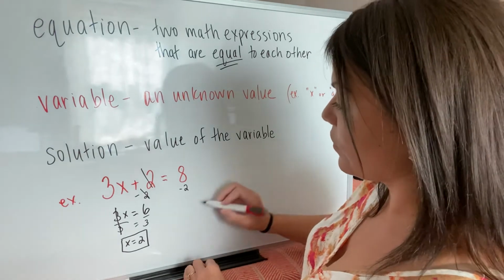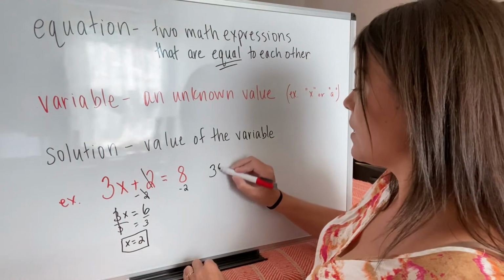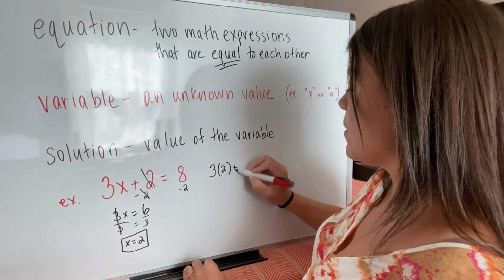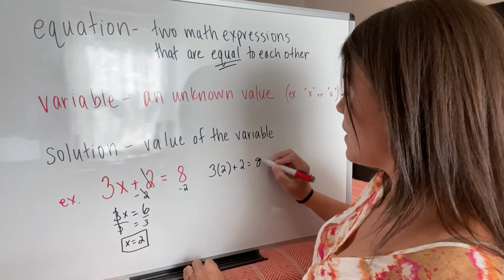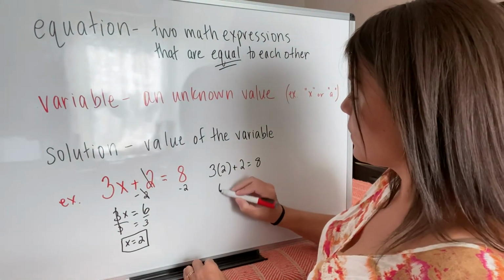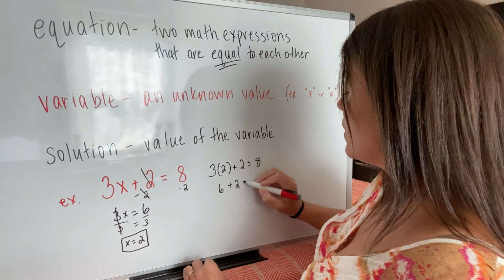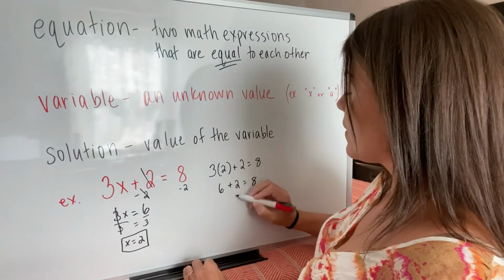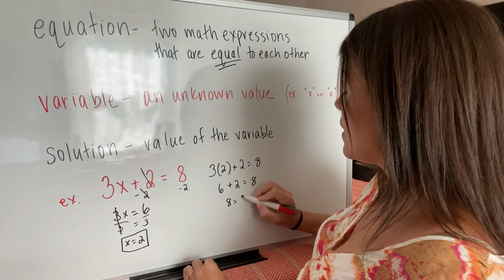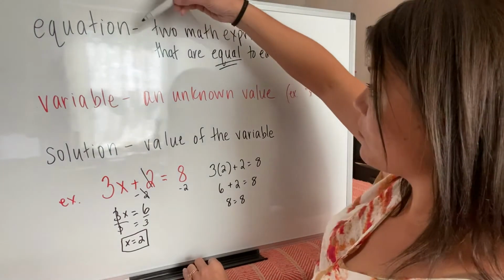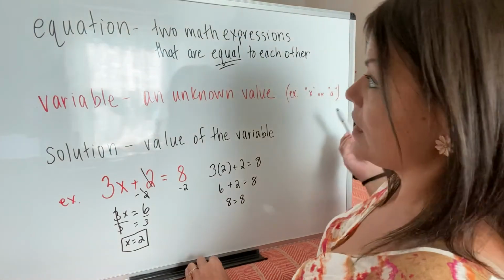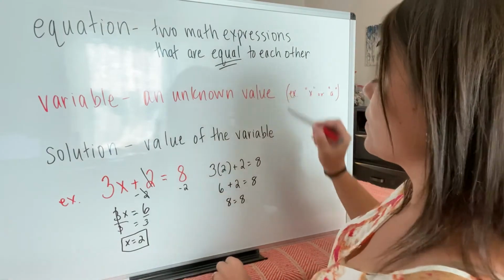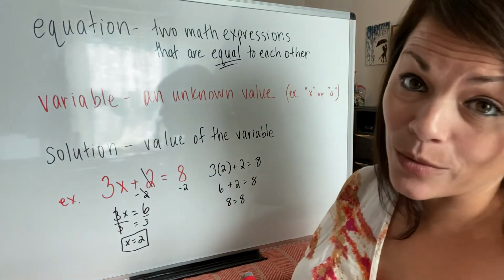If I take that 2 now and plug it back in, so 3 times 2 plus 2 equals 8, it should work out. 3 times 2 is 6. Plus 2 equals 8. 6 plus 2 is 8. 8 equals 8. And as you can see, that means that my equation is true. I have two math expressions that are equal to each other, and 8 does equal 8.